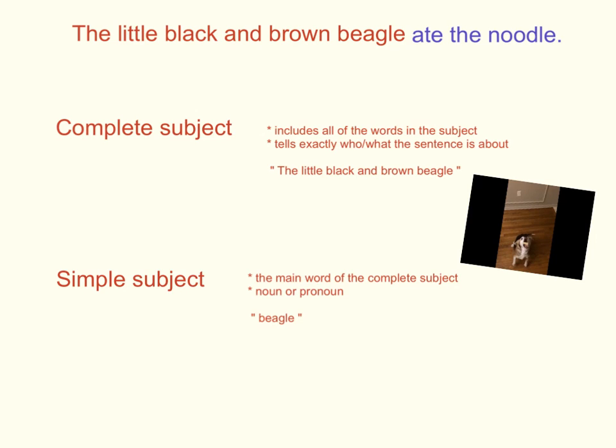We're first going to talk about the complete subject and simple subject. In order to make that easier, I'm going to take the predicate out of the way. Now that the predicate's out of the way, we can focus on the complete subject and simple subject. For the complete subject, it includes all the words in the subject and tells who or what the sentence is about. For our example, the little black and brown beagle is our complete subject. Narrowing our focus, we have the simple subject. The simple subject focuses on the main word of the complete subject. It's a noun or pronoun. In our example, it is the beagle.